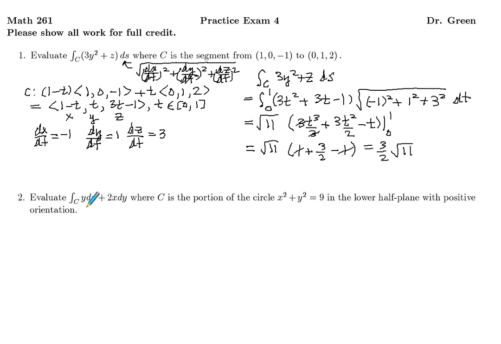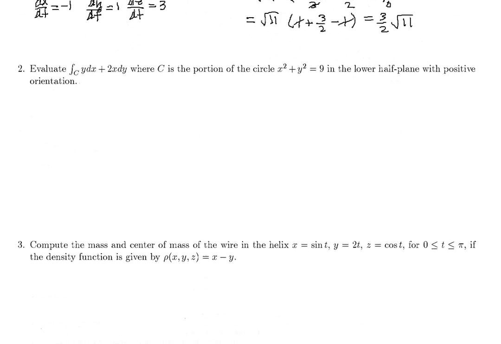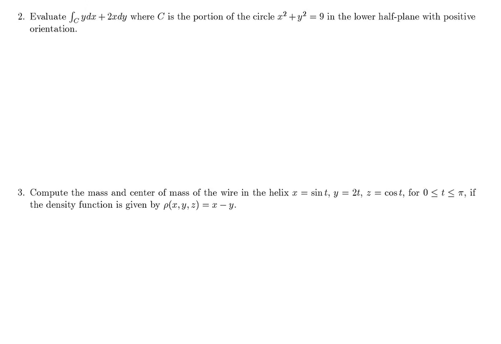Here we're evaluating the line integral y dx plus 2x dy, and C is a portion of the circle here in the lower half plane with positive orientation. Okay, so let's start off by sketching our curve here, and we need to parameterize, and then we'll plug in parameterizations.